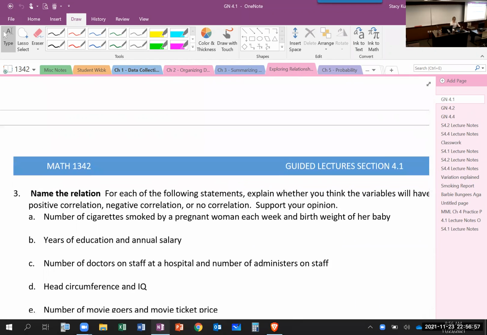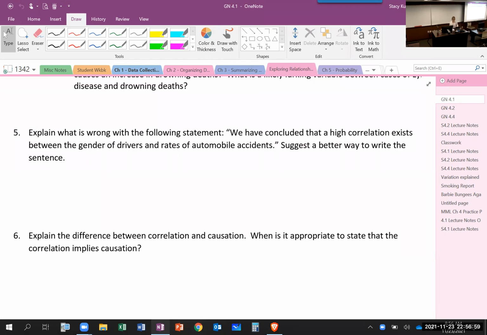Okay, and the last thing that I want to do together, let's turn over to the back. Look at this question number 5. We want to see what's wrong with this statement. So I'm telling you right now that there's something wrong with the statement, okay? We have concluded that a high correlation exists between the gender of drivers and the rates of automobile accidents.